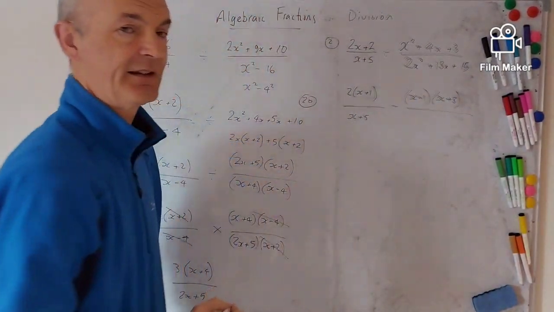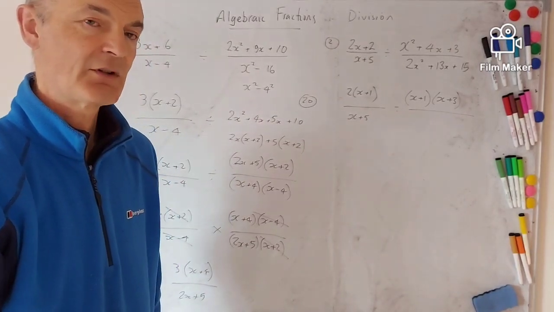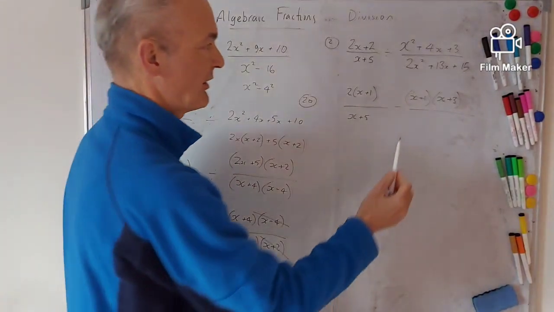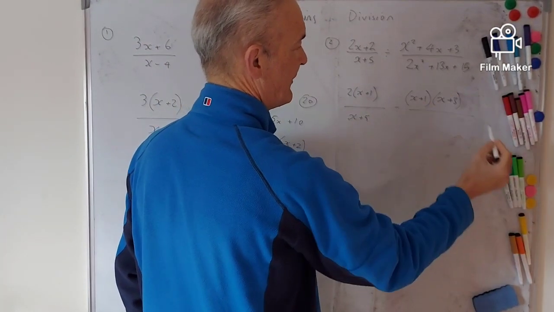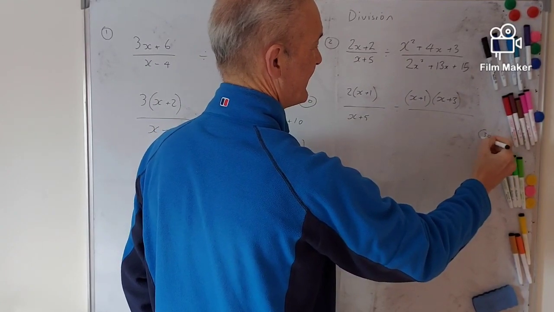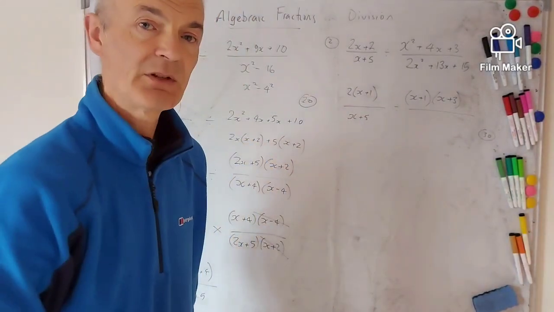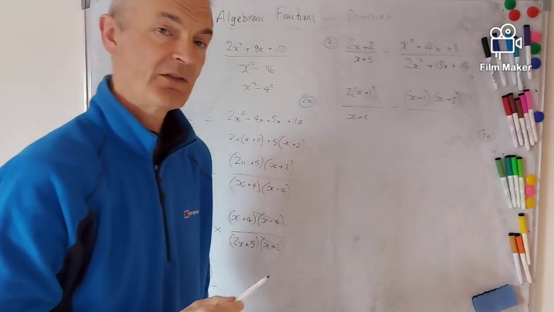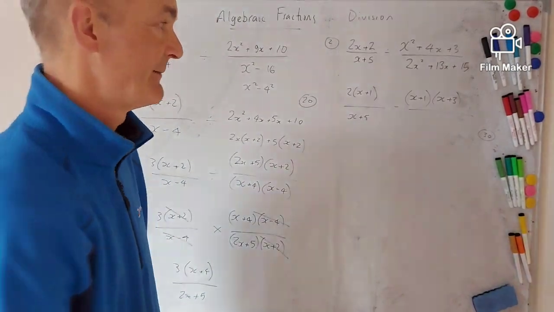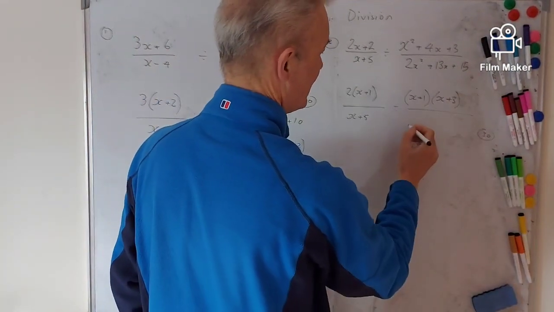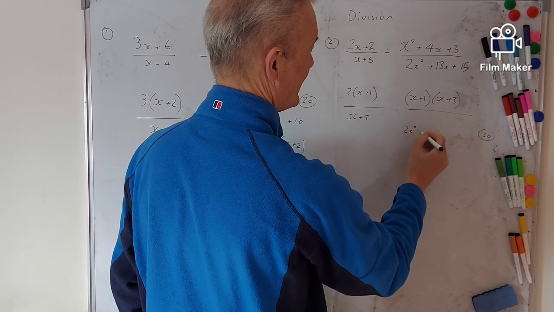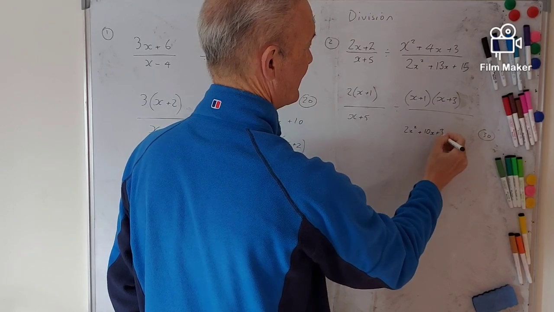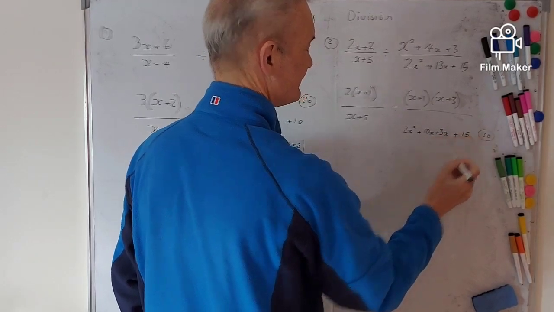Now the bottom bit is the harder sort of quadratic, where we've got a coefficient greater than 1 in front of the x squared term. So remember, we do 2 times 15 is 30, and then we're looking for 2 numbers that multiply together to give 30 and add together to give 13. Hopefully you can see those are 10 and 3. So we're going to rewrite the middle term, so we're going to get 2x squared plus 10x plus 3x plus 15.